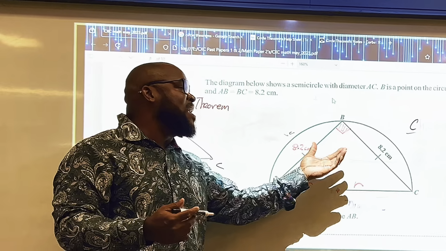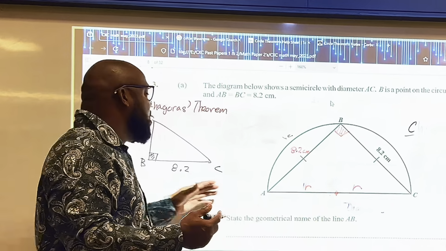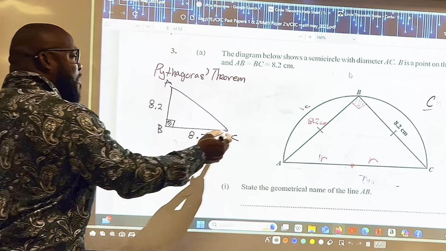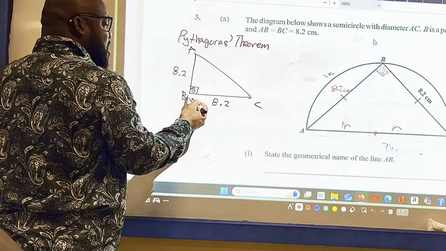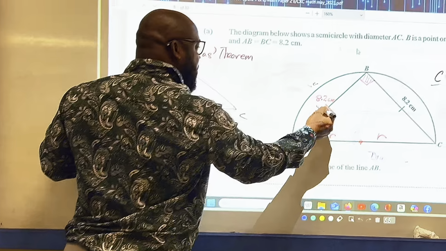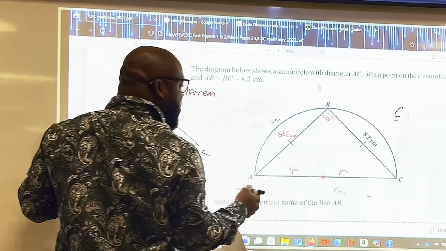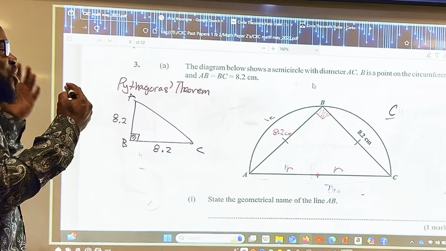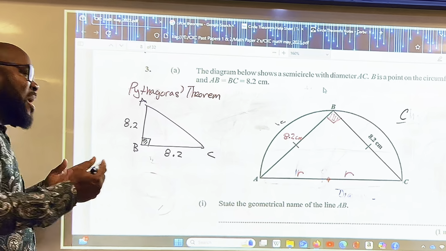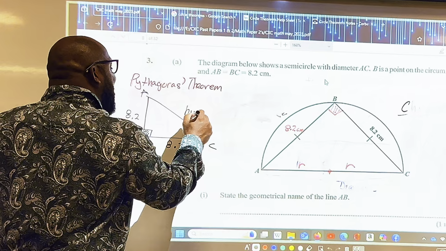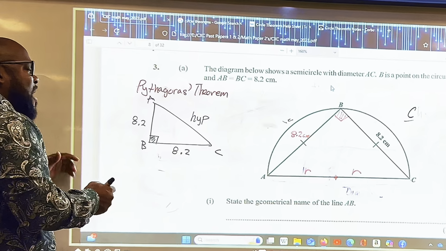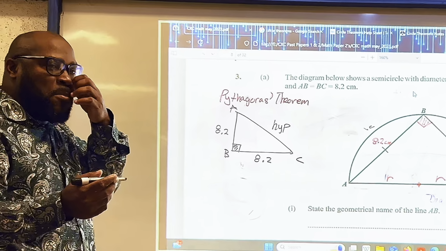Secondly, we just found out that it is a right angle triangle. So based on that, we oriented it this way. B is here. So AB is 8.2, BC is 8.2. So where is the hypotenuse? Which side is the hypotenuse? AC. AC is the hypotenuse. So you start doing that. And all the other sides are arbitrary.